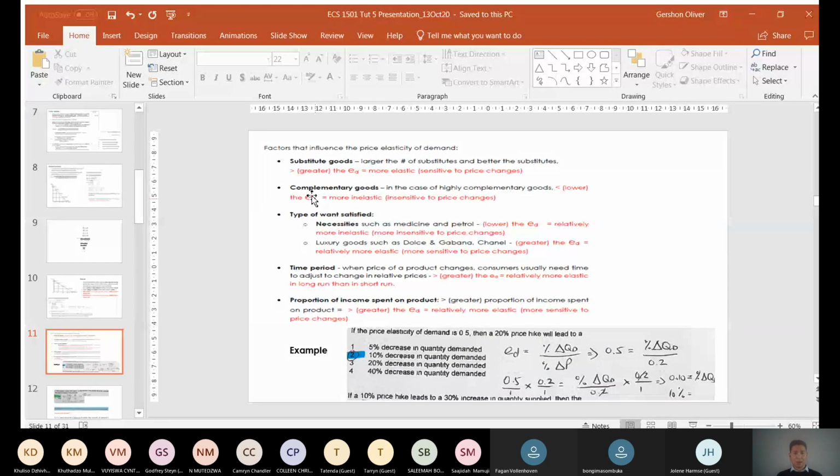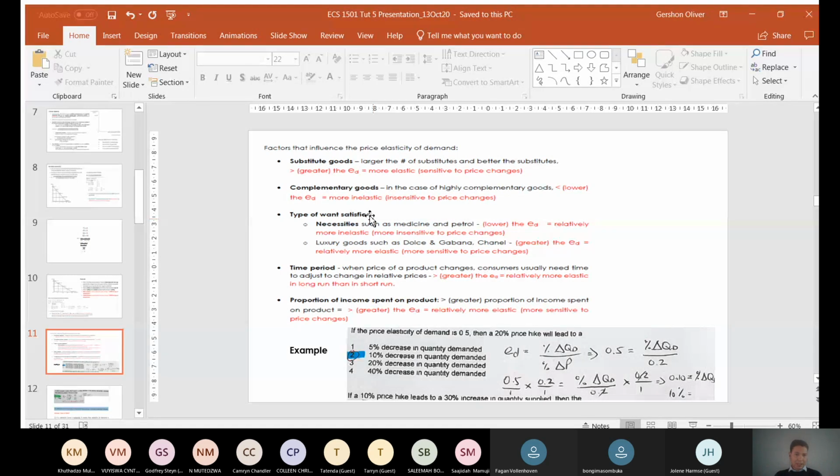In the case of complementary goods, and we're talking about highly complementary goods now, the lower your price elasticity of demand. In other words, it's more inelastic, more insensitive. But remember, complementary goods go together. If I'm going to buy a Blu-ray player, I need a Blu-ray disc to go with it too. So I'm going to be a bit more insensitive to that price change because the two need to go together.